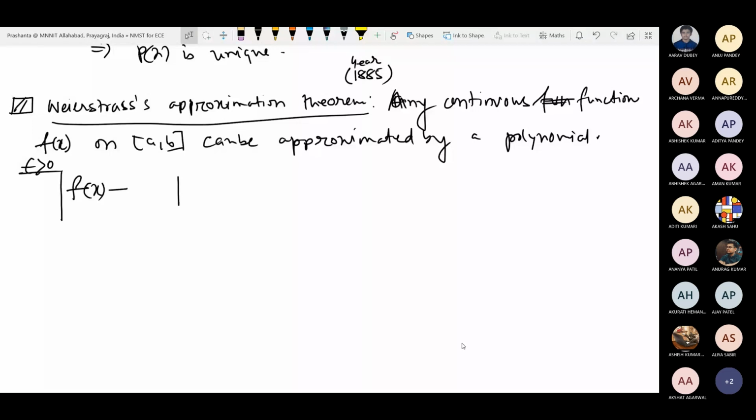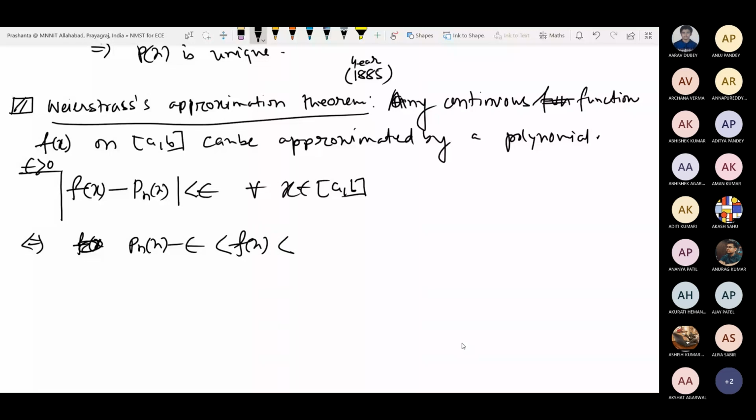For some function, the degree may be 1. For some function, the degree may be 2. For some function, the degree may be 100 or something else. But there exists a polynomial of degree n. n will depend on epsilon. So the absolute difference of f of x minus Pn of x will be less than epsilon for all x belonging to the interval a comma b. The same statement can be written as Pn of x minus epsilon less than f of x less than Pn of x plus epsilon for all x belonging to a comma b. Okay.